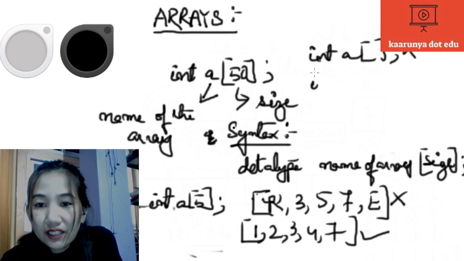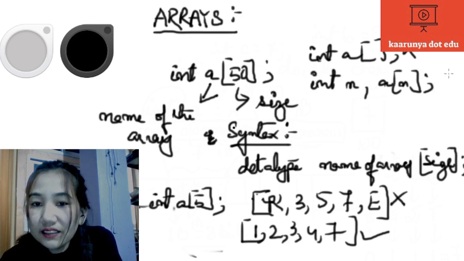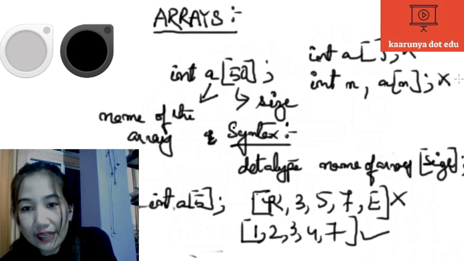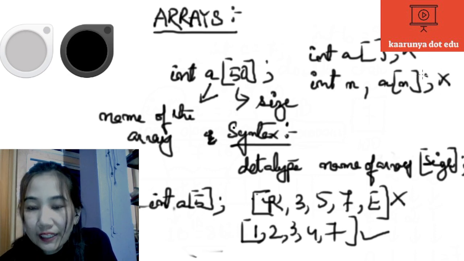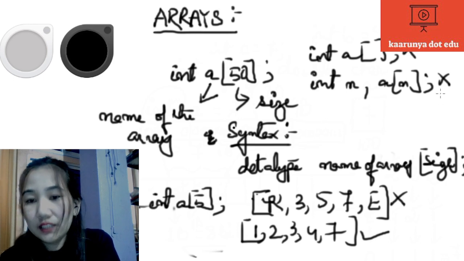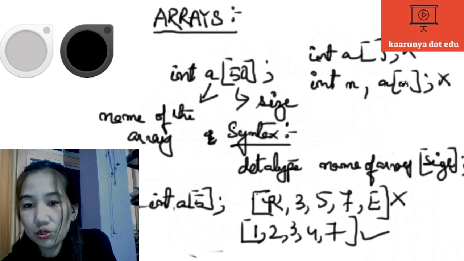And one more thing, if you write int n, comma, a of n, this is also not valid, because only constant values are allowed to be written inside the size of the array. Of course, there is another case wherein you can use macros.